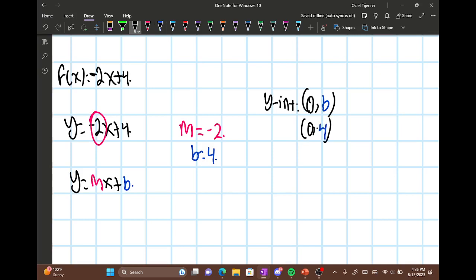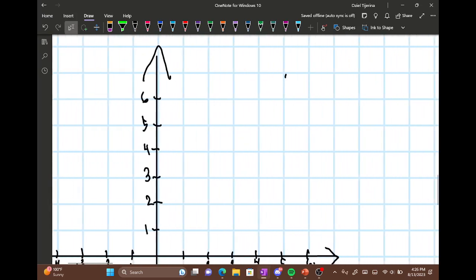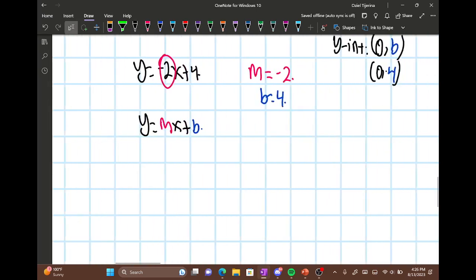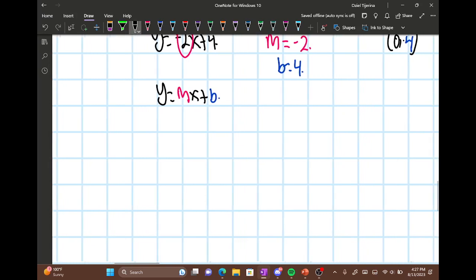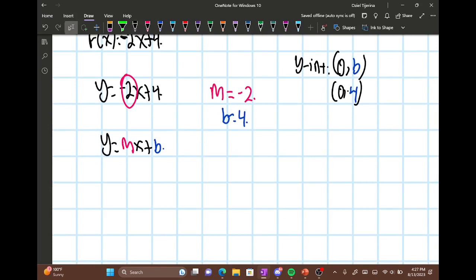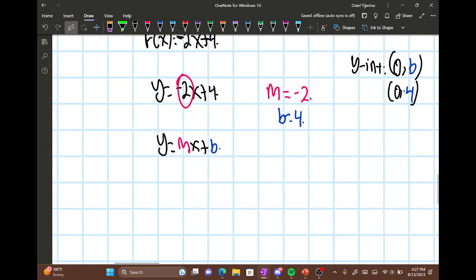And so from here, we're going to plot that point on the graph. This is basically where it is, right here. That's 0, 4. I'm going to do this one in orange. Here's my y-intercept. That's 0, 4. So we went ahead and plotted that.